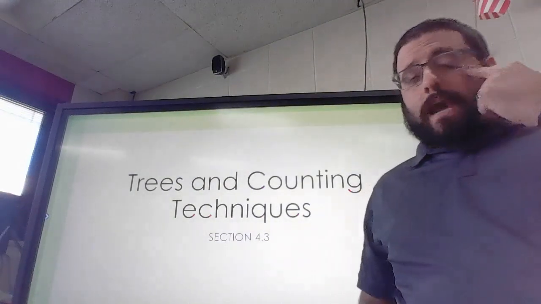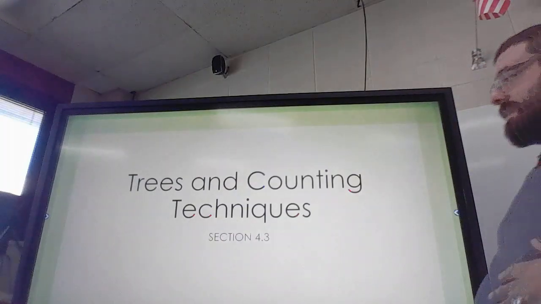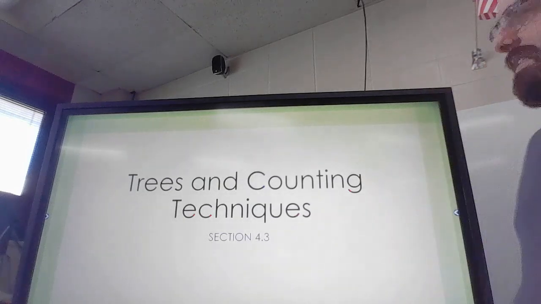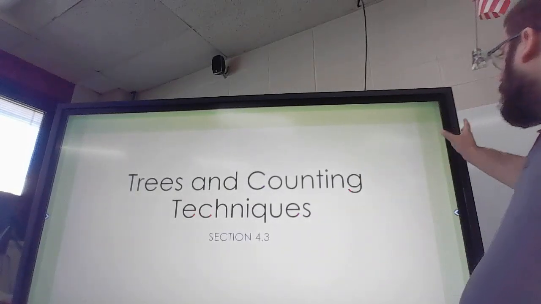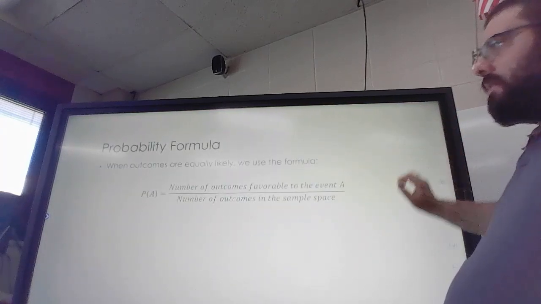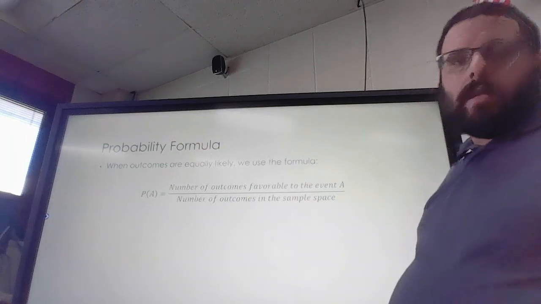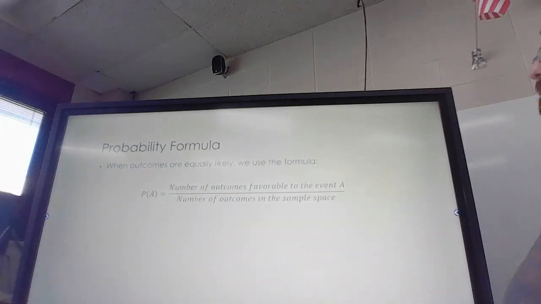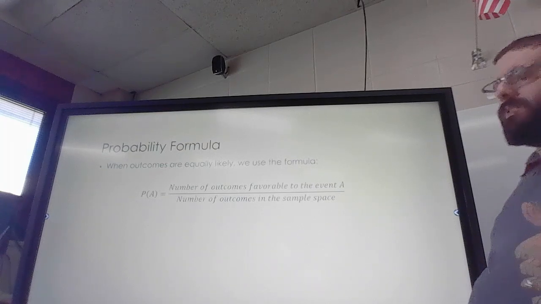All right, in this last section of chapter 4, we're going to be looking at trees and counting techniques. Now, in this chapter, when we talked about probability, if we have a list of equally likely outcomes, we find the probability of any specific outcome is the number of outcomes that we want divided by the number of outcomes that are possible.